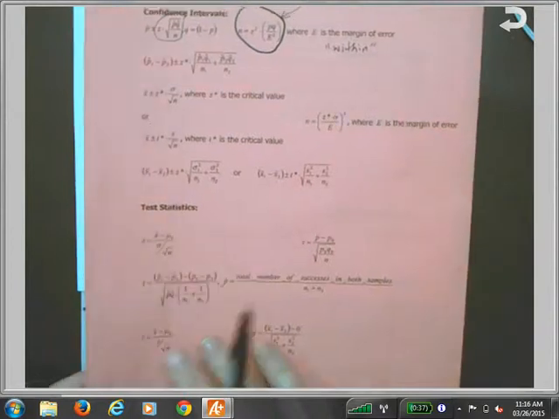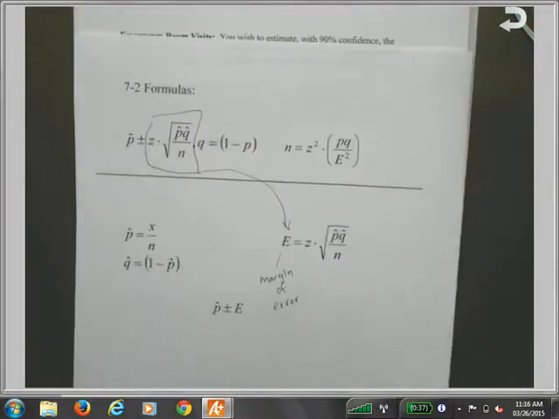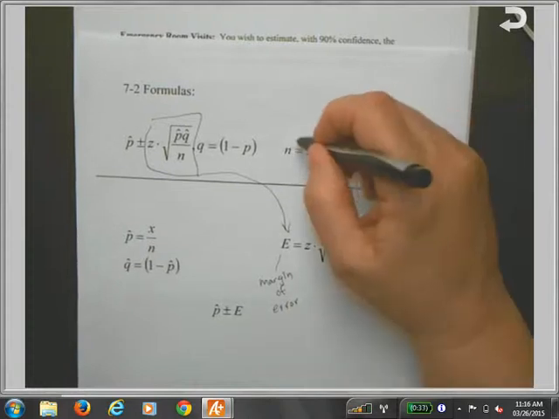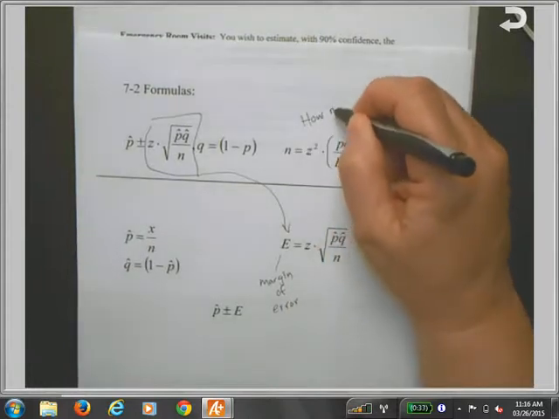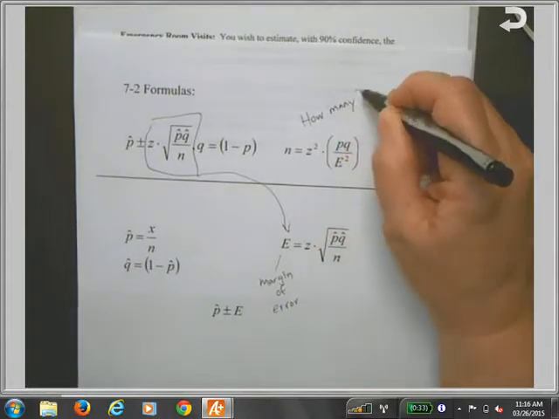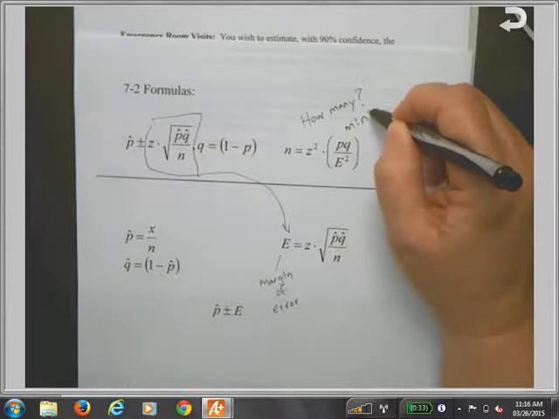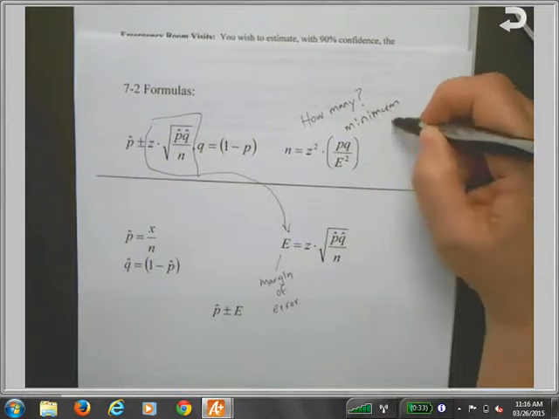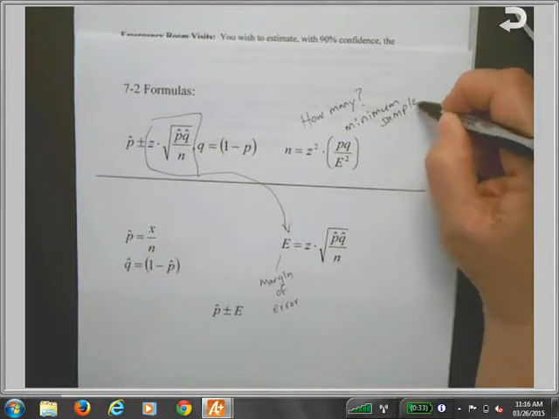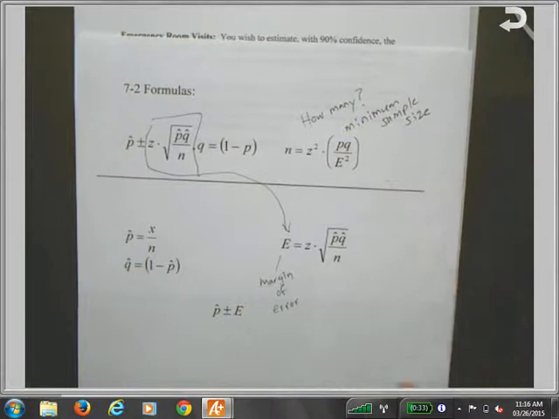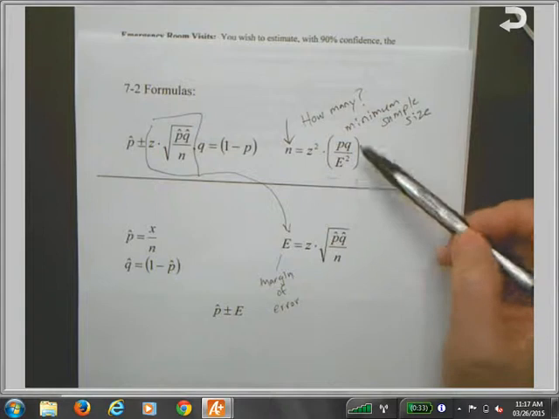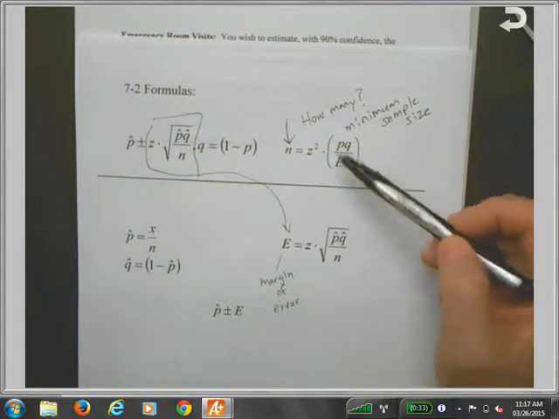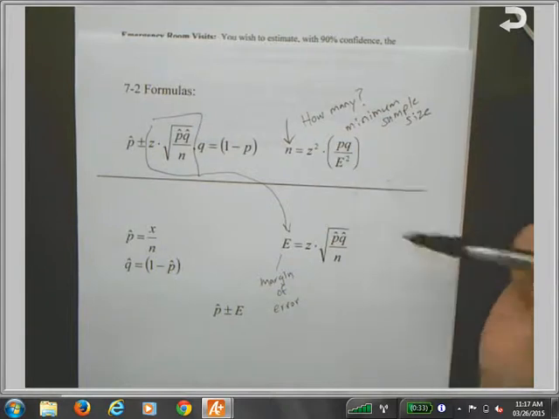Okay, let me go to my sheet where I wrote it a little better. So this is our how many question, or minimum sample size. That's how it's going to be worded when you know you have to find N and you have to use that formula. So it's got many of the same variables that we were looking at before. We still have a Z, we still have a P and a Q, and we have an E. Remember, E is your margin of error.